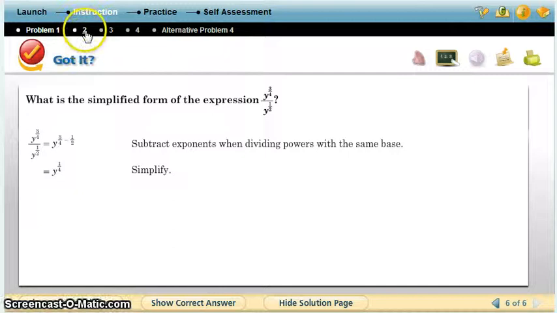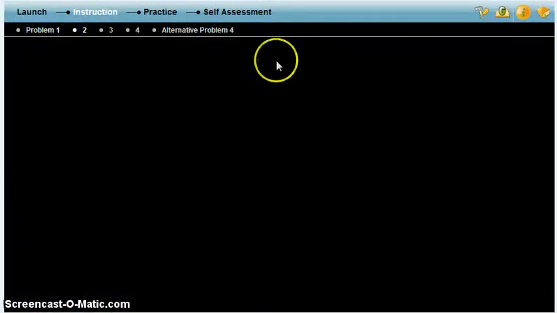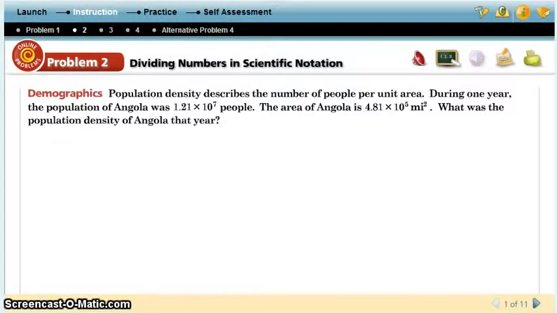All right, so let's look at using this in scientific notation. In this problem, you will divide numbers in scientific notation. Population density describes the number of people per unit area. During 1 year, the population of Angola was 1.2100 times 10 to the 7th power people. The area of Angola is 4.8100 times 10 to the 5th power square miles. What was the population density of Angola that year?